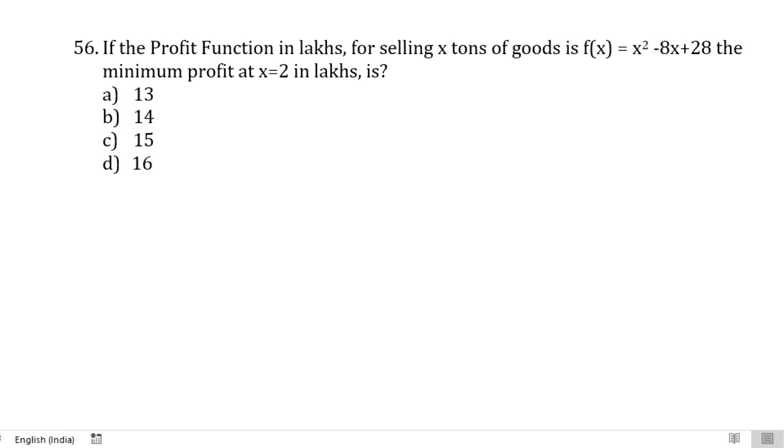If the profit function in lakhs for selling tons of goods is f(x) is equal to this, I have to find the minimum profit at x is equal to 2 in lakhs. Just substitute the values at x is equal to 2. So it's 2 square minus 8 into 2 plus 28. 2 square is 4 minus 16 plus 28. 28 plus 4 is 32, 32 minus 16 is 16. So the answer is 16 lakhs. Okay, let's move on to the next question.